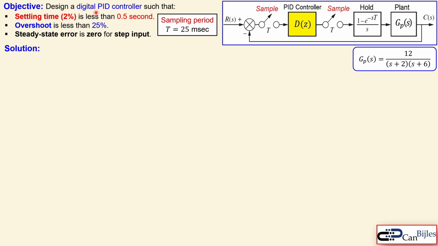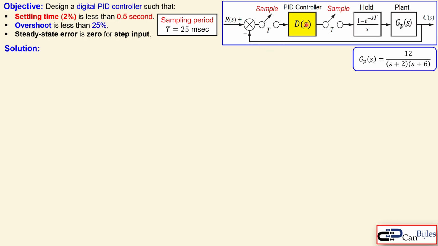We have the design of a digital PID controller such that this system must have a settling time of less than 0.5 seconds. The overshoot must be also less than 25%, and we would like to have a steady state error 0 for step input. That means the position error must be 0. The sampling period for this system is 25 milliseconds.